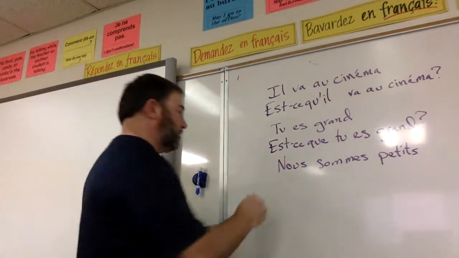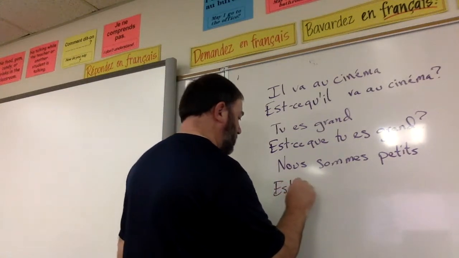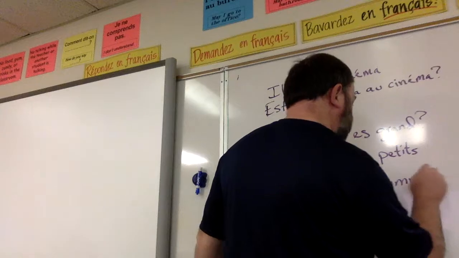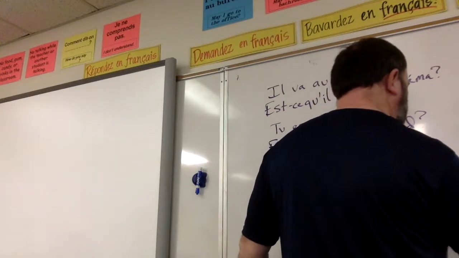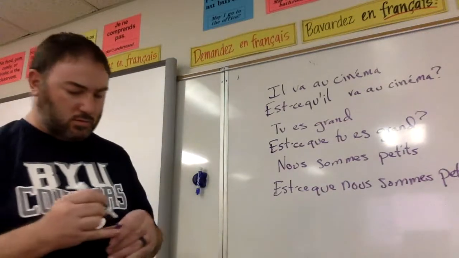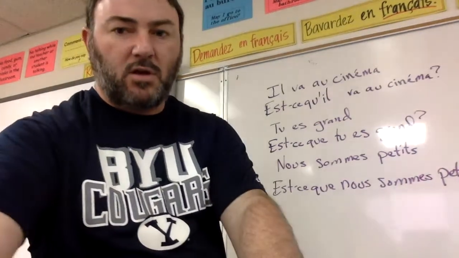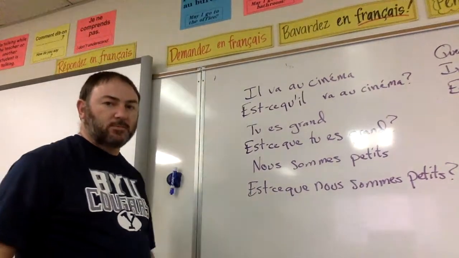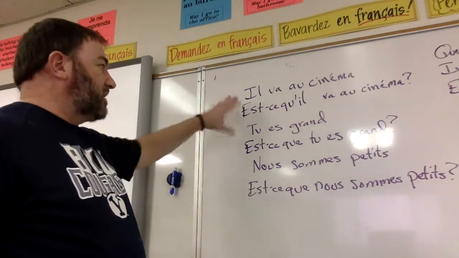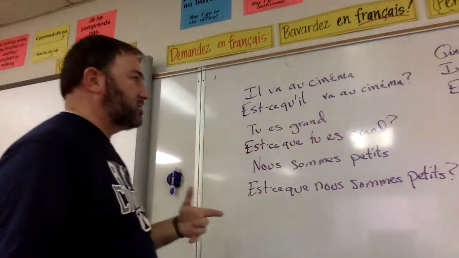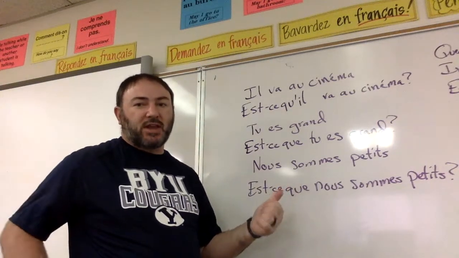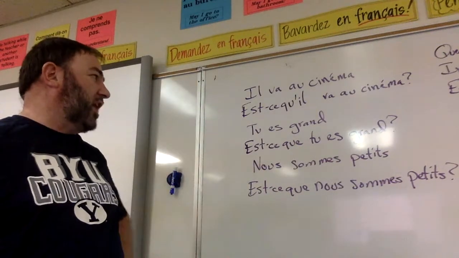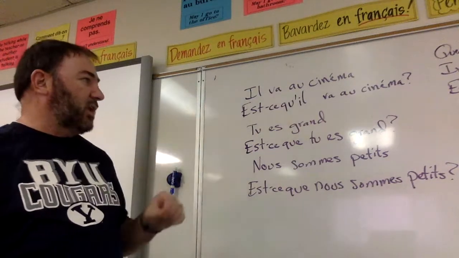And the last one. Est-ce que nous sommes petits? Kind of can't see all of that one. Petit right there. Okay. So, est-ce que nous sommes petits? So that's our third way of making a question in French. We've got putting a question mark using intonation, using inversion, and putting in the question word est-ce que into the sentence at the beginning.